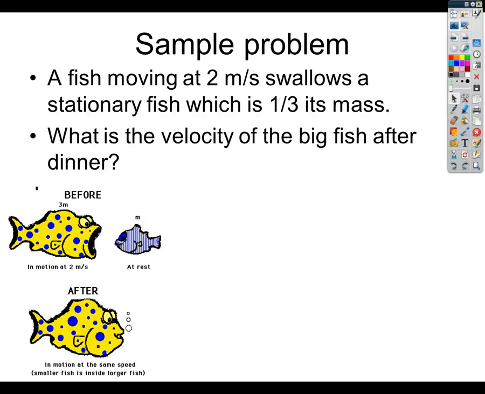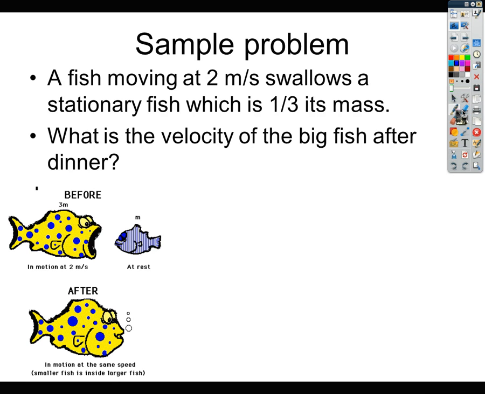We're going to do two problems in this section. One of them is a really short problem. The other one's a little bit longer, a little bit more involved. It's another collision at an angle.